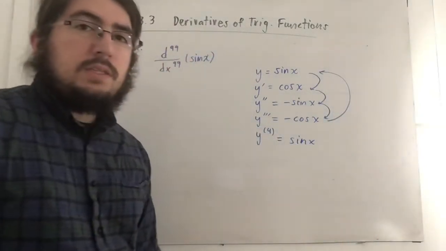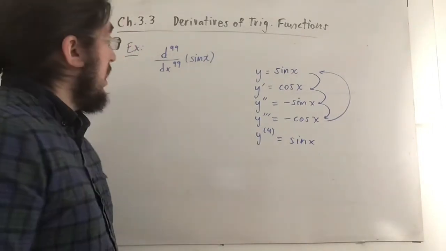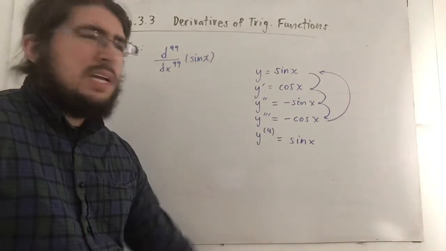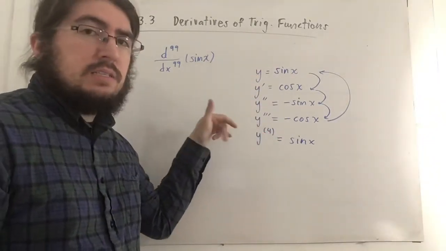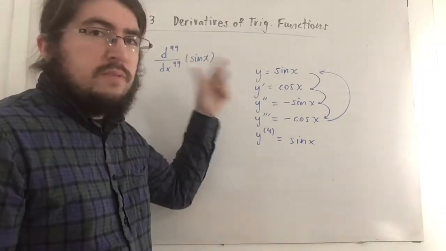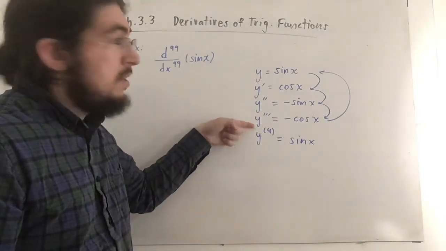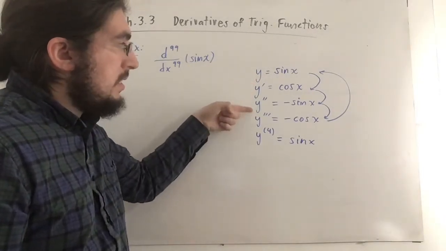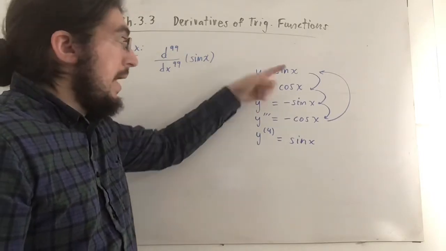Which is nice, because this will allow us to figure out what the 99th derivative of sine is. In fact, one way to think of this is that every fourth derivative is sine when you start with sine. So the eighth derivative, well, if you just count, first derivative, second derivative, third derivative, 4, 5, 6, 7, 8. So every multiple of 4 derivative would be back to sine.